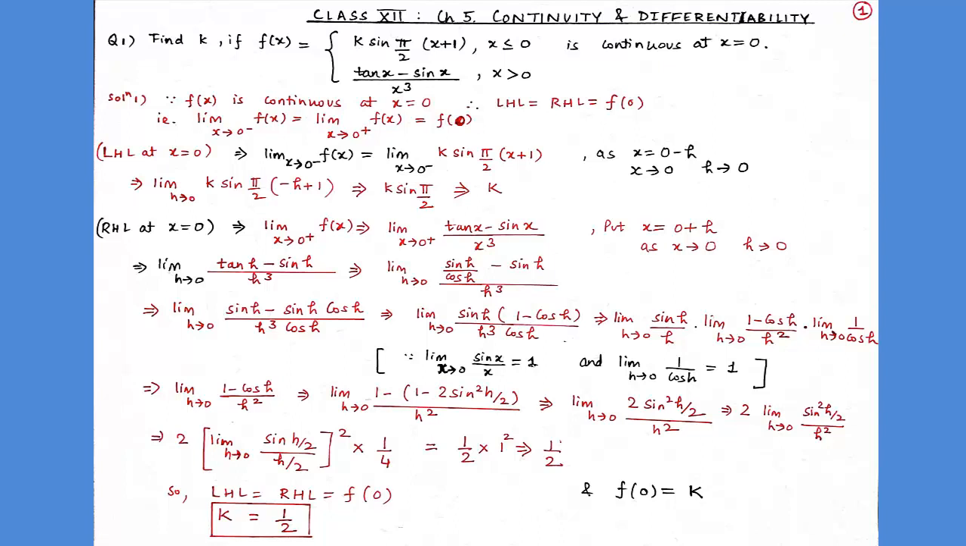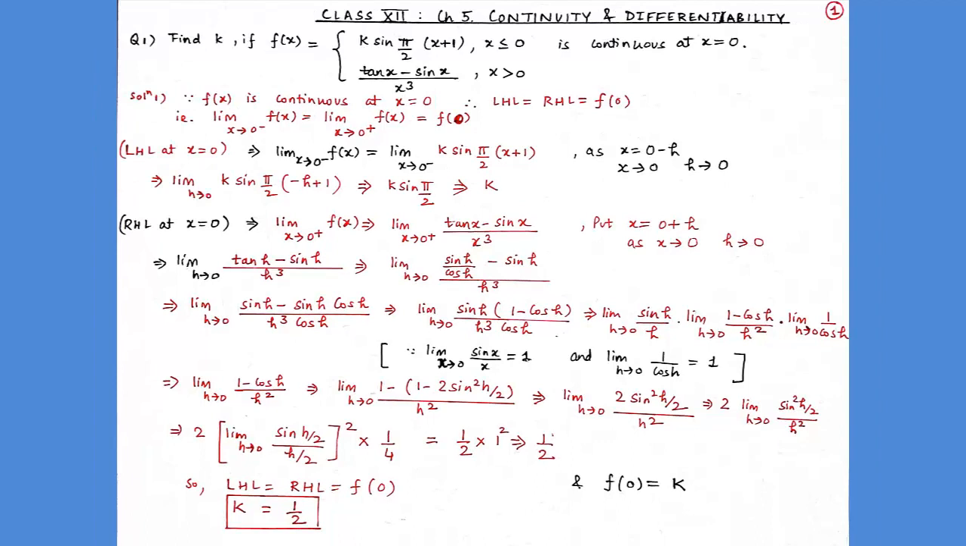Students, since according to our question our function is continuous at x = 0, therefore left hand limit is equal to right hand limit is equal to the value of our function at x = 0. We can write this as limit x tends to 0 minus f(x) = limit x tends to 0 plus f(x), and this is equal to f(0). So first we will take the left hand limit at x = 0.